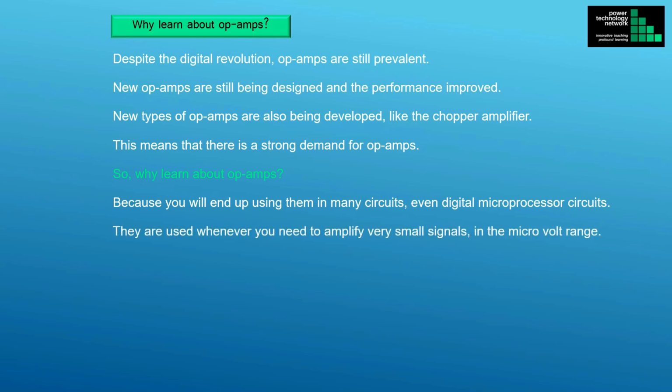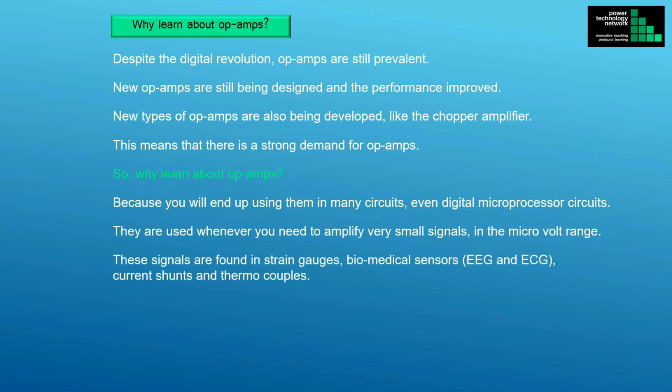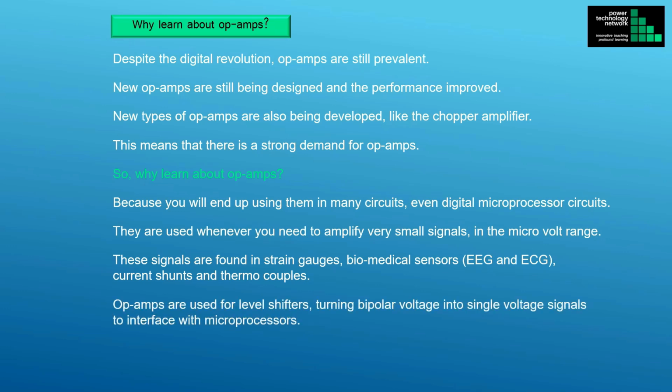Op-amps are used whenever you need to amplify very small signals, for example signals in the microvolt range. These signals are found in strain gauges, biomedical sensors, such as EEG and ECG, as well as current shunts and thermocouples. Op-amps are also used for level shifting, where bipolar signals are converted to single voltage levels, so that these signals can be fed into analog to digital converters, that pass this signal on to microprocessors. It seems that even the digital revolution requires a lot of analog signal conditioning. So, it is a valuable skill to understand how op-amps work.